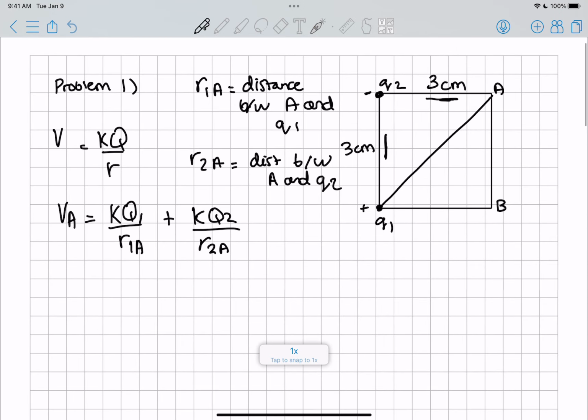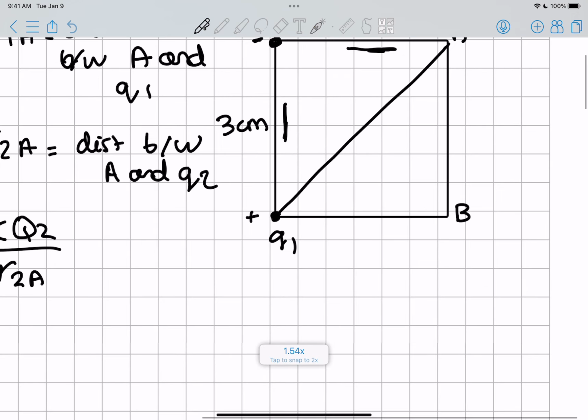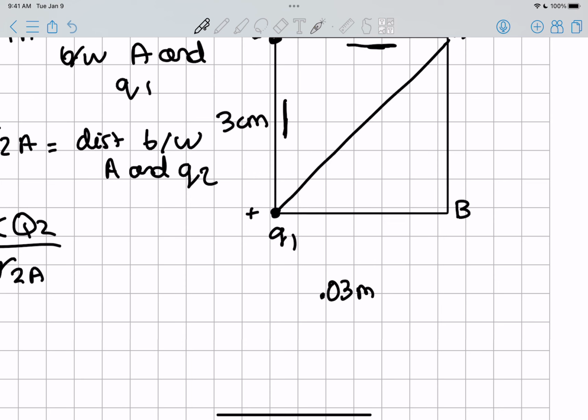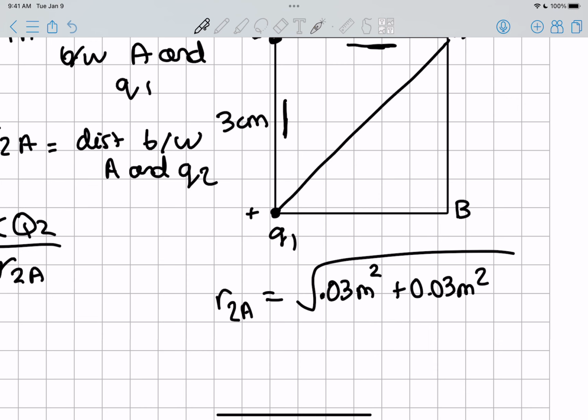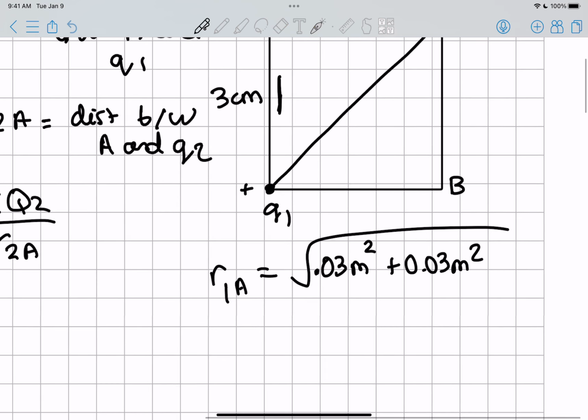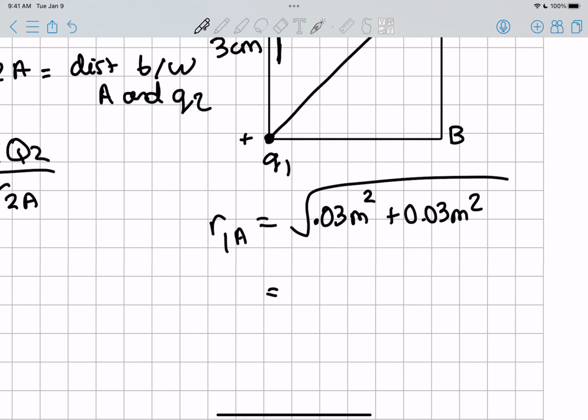Also, make sure that your distances are in meters, because they absolutely have to be in SI units. So don't forget to do that. You can say 0.03 meters squared, plus 0.03 meters squared, square root that, and that gives you your R1A, the distance between Q1 and point A. This value should be 0.03 square root 2, I guess.